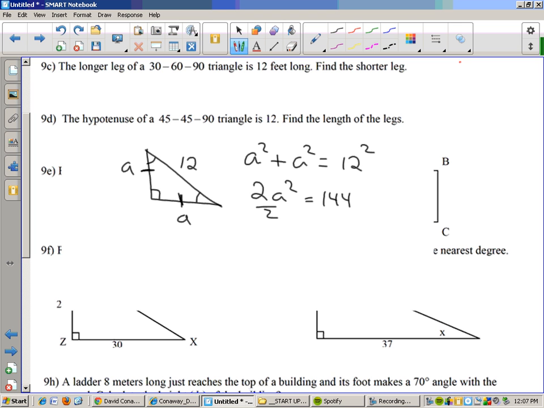Divide both sides by 2. A squared equals 72. Square root both sides, and I'm going to get A equals the root of 72, which when I reduce that, I know 72 is the same as 36 times 2. So that's going to become 6 roots 2. 6 root 2. Good. We're done with that one.